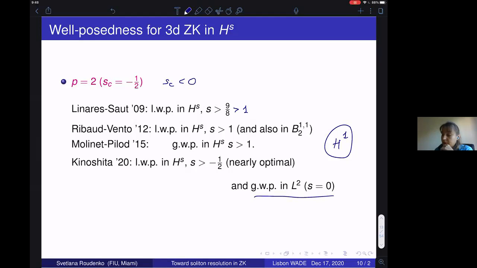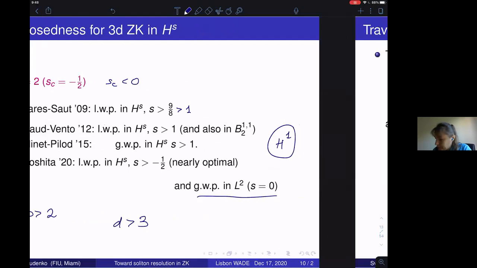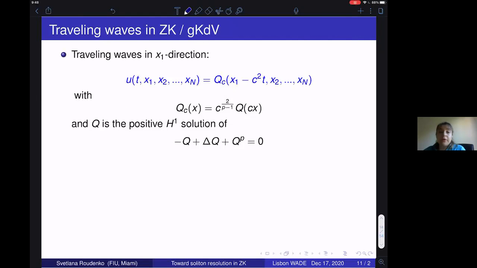Of course, there are several open questions here, which I'm not going to talk about, but I'll just mention. For example, what happens when p is greater than 2? Do we have any kind of well-posedness? What happens in other dimensions, for example when the dimension is greater than 3? There's some recent work on well-posedness by Sebastian Herr and Shinya Kinoshita for dimension greater than 3, in terms of local well-posedness, but other questions are not really investigated there, and that would be interesting to see.